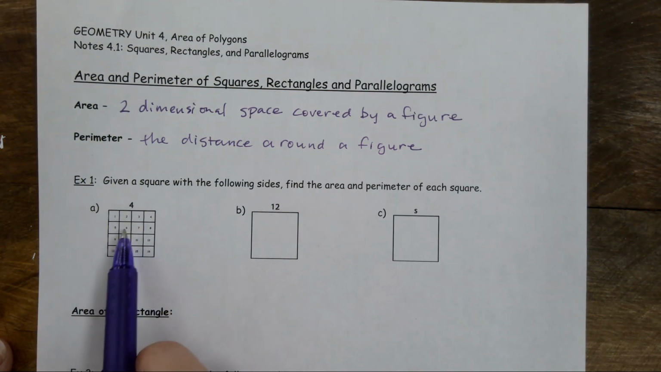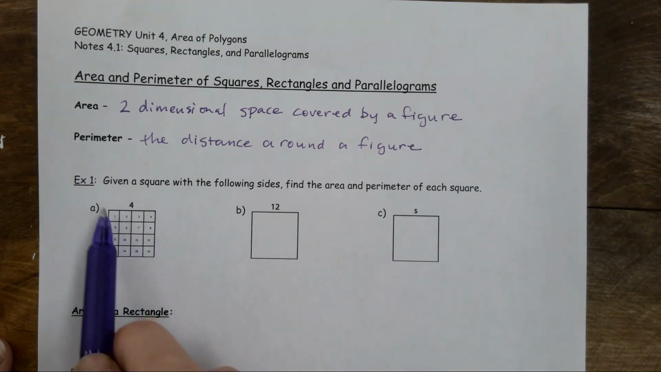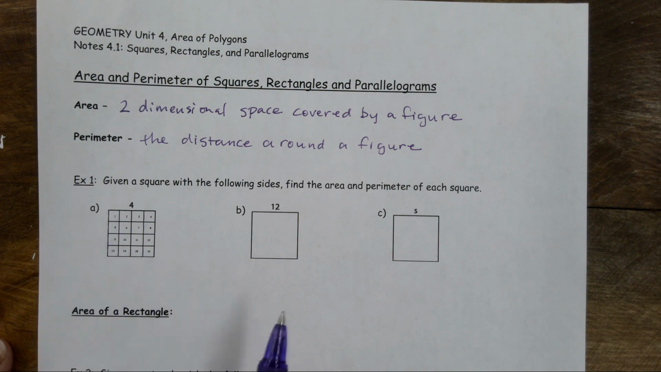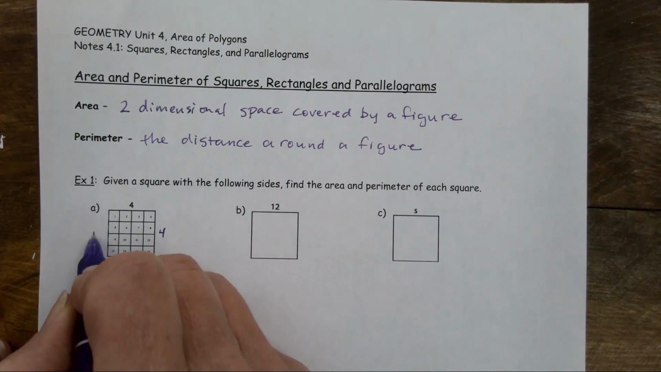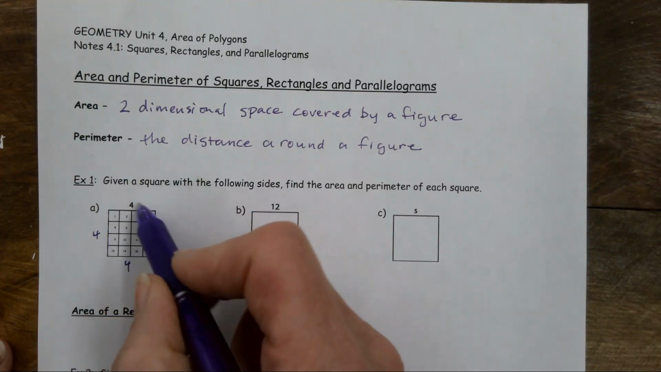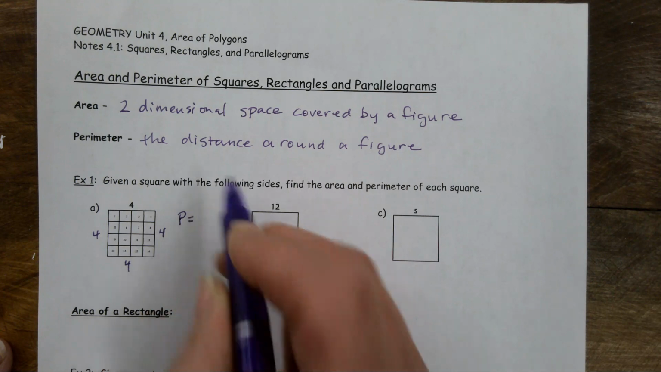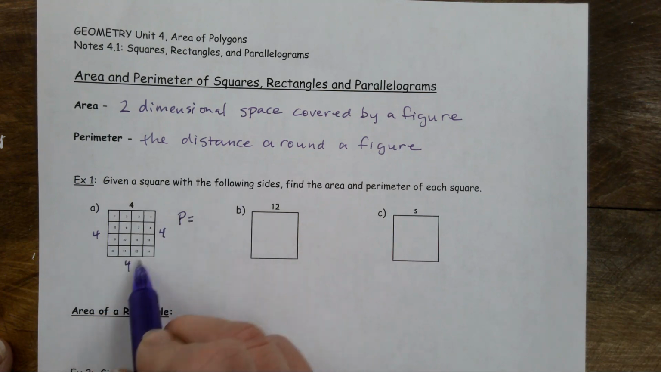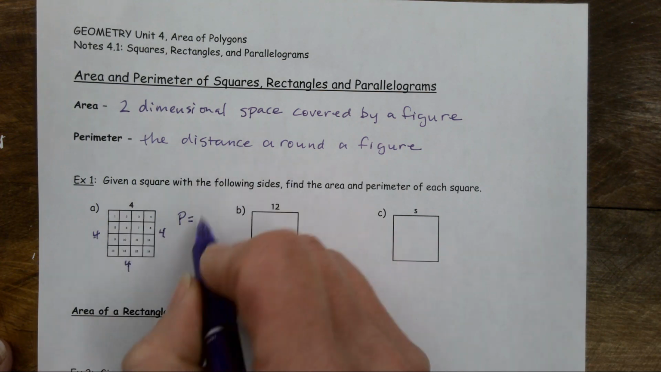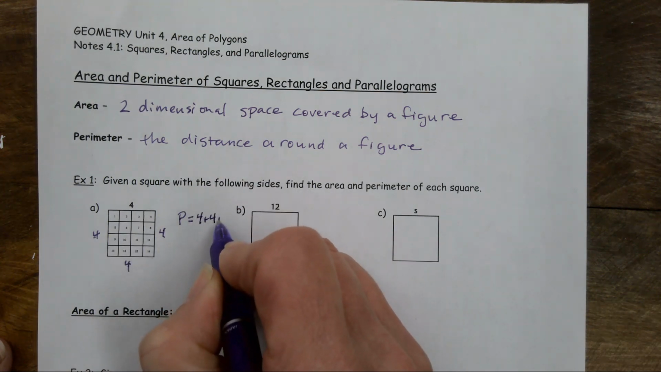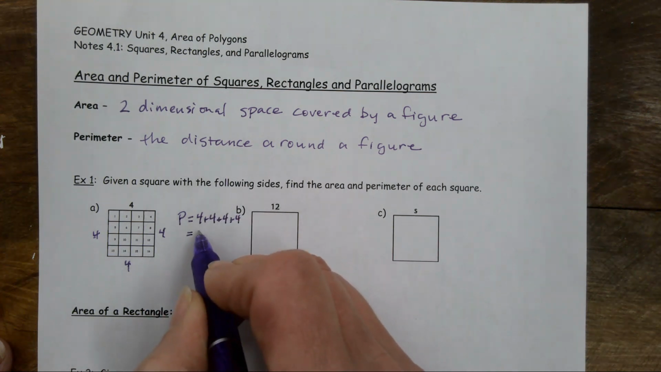So if we have this particular square here, a square has all sides congruent. That means that each measure is 4. So if I want to find my perimeter, I would add together all of those lengths. 4 plus 4 plus 4 plus 4, or 16.